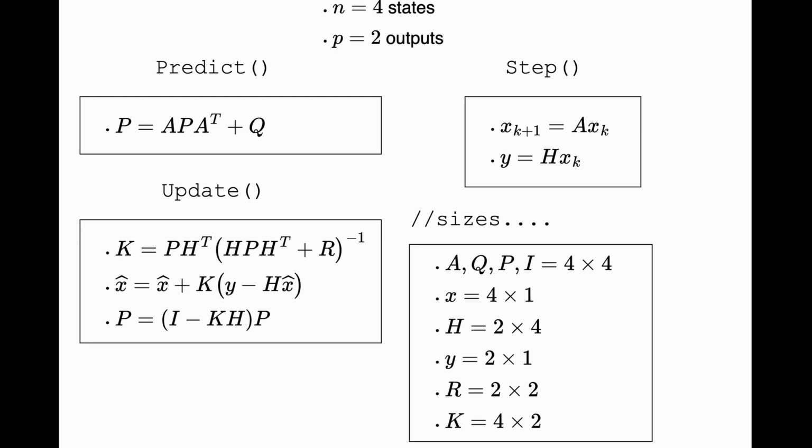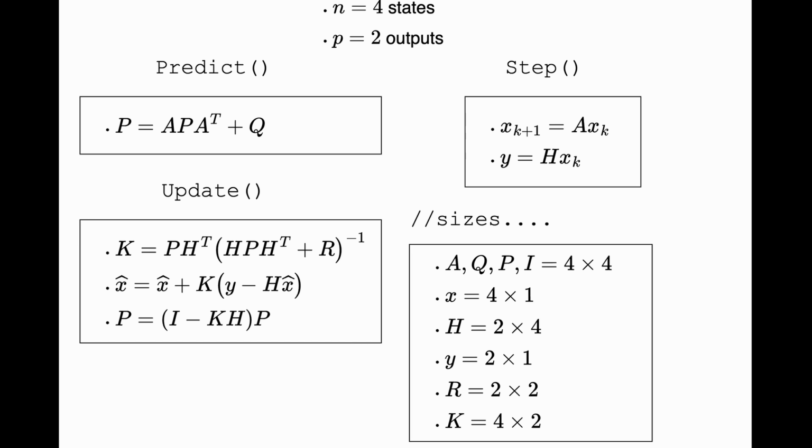Let's now go over the Kalman filter equations. We have 4 states and 2 outputs, so n and p are equal to 4 and 2 respectively. Beginning with your system step, you have x at the time step k+1 equal to A times xk. Your system matrix is given by A. Then y is equal to H times xk. Your outputs are y. Since we have 4 states and 2 outputs, x will be 4 by 1 and y will be 2 by 1 respectively.